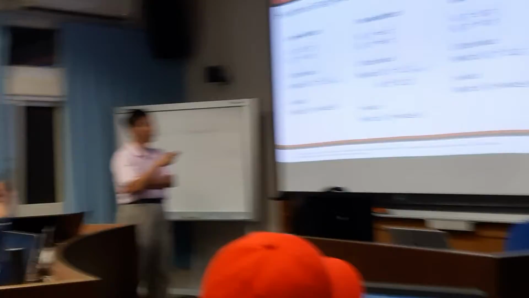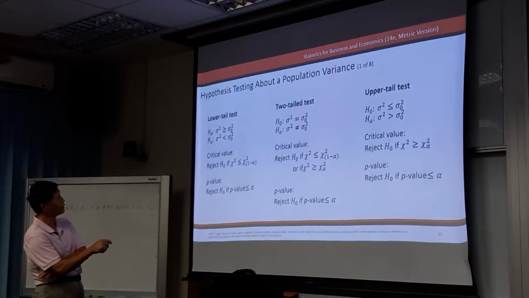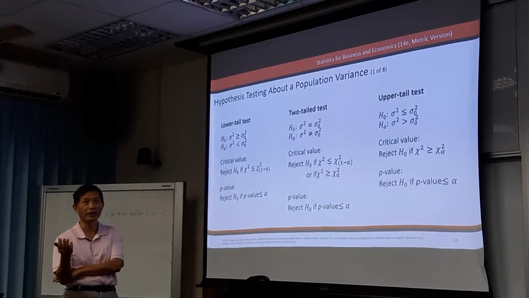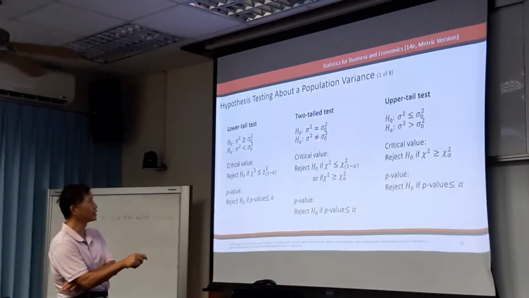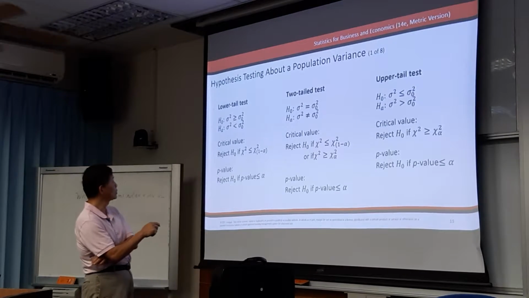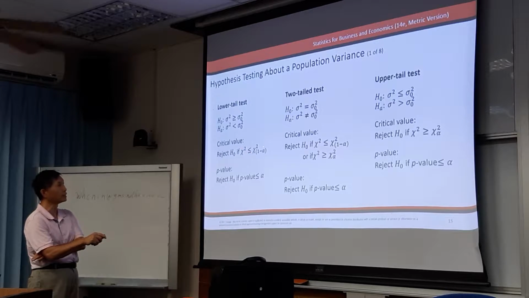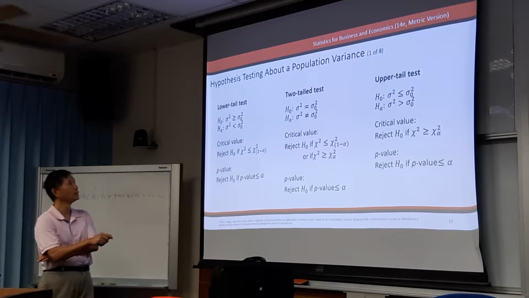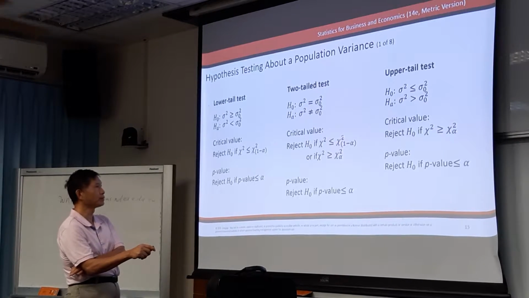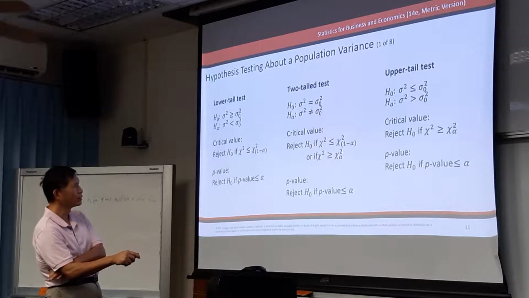And on the other hand, you can conduct a hypothesis test. Maybe it's lower tail test, sigma square less than sigma 0 square. And sigma 0 square can be any number. Okay. And the two-tail test is not equal. And this is upper tail test. So the critical value for lower tail test, whenever the chi-square value less than this value. So for two-tail test, whenever chi-square value less than 1 minus alpha, or larger than alpha.